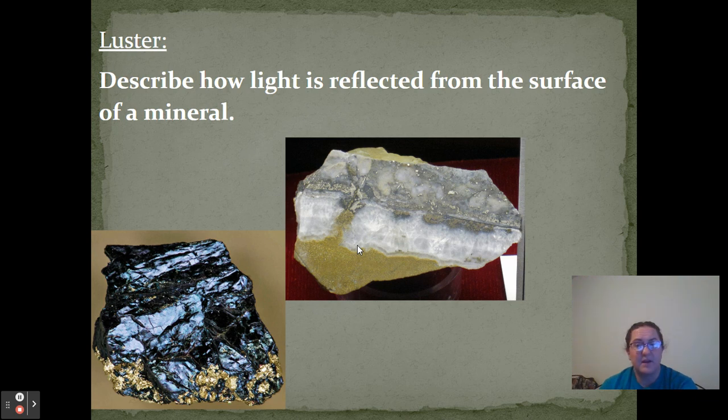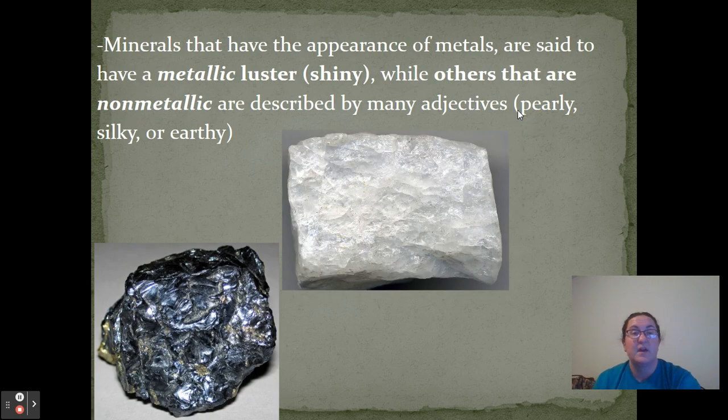like some of the lighter colors, like amber. We'll talk about amber in a little bit. But these are going to be your non-metallic looking ones. So metallic is going to look like metal. Non-metallic is not going to look like metal. It's going to look like anything else, like pearly white, iridescent, earthy looking, just for some examples. So again, pearly, silky, or earthy. Minerals that are pure metals are said to have a metallic luster, so they're going to look like metal, whereas non-metallics are going to look more non-metal.